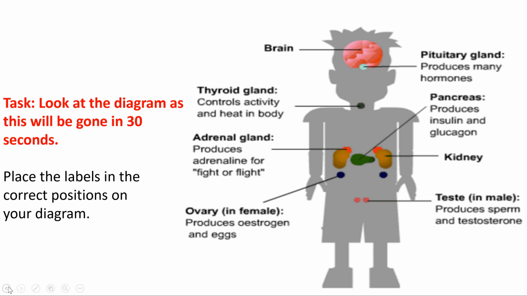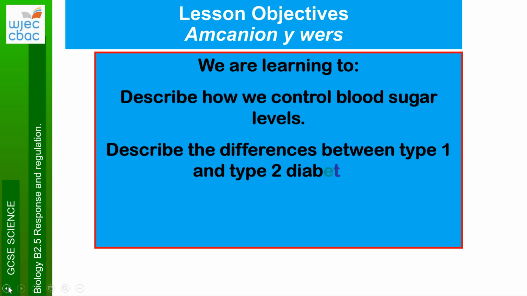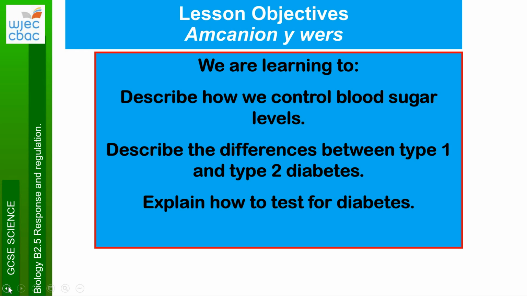So if you can make sure you've got these labels now correctly written in onto this diagram on page 20, please. For the rest of this lesson now, we're going to concentrate on one level of control in particular, which is going to be looking at how we control your blood sugar levels. As part of that, we're going to have a look at diabetes, and in particular looking at the differences between type 1 diabetes and type 2 diabetes, and also then explaining how we would test to identify if someone may have diabetes. So for this, we're looking now at page 21 in the booklets.